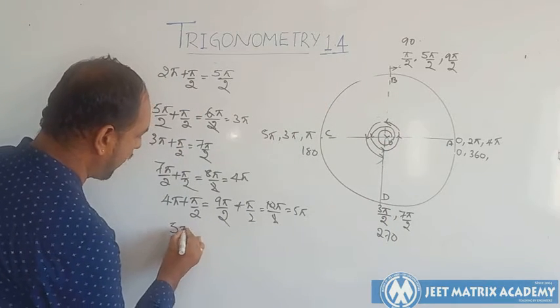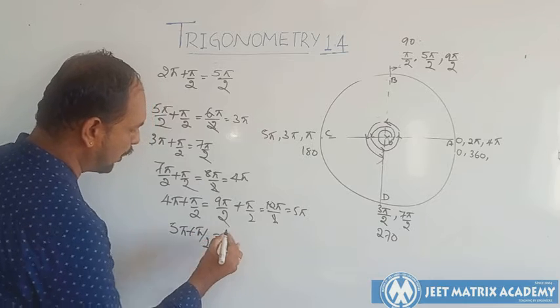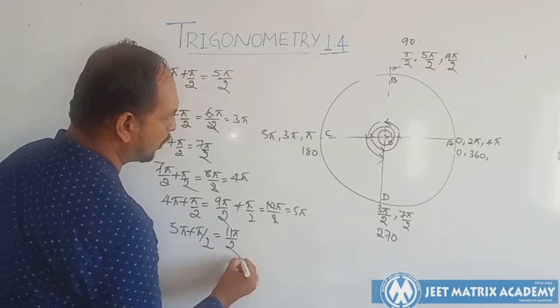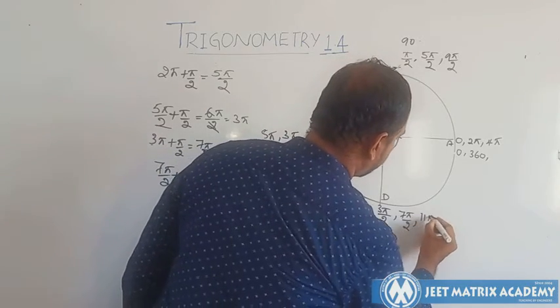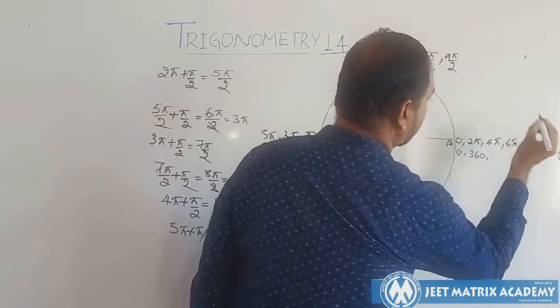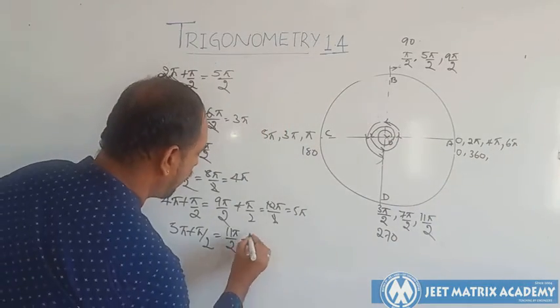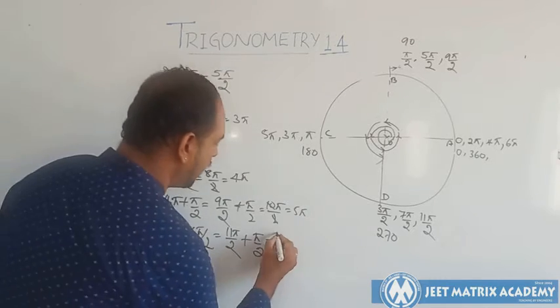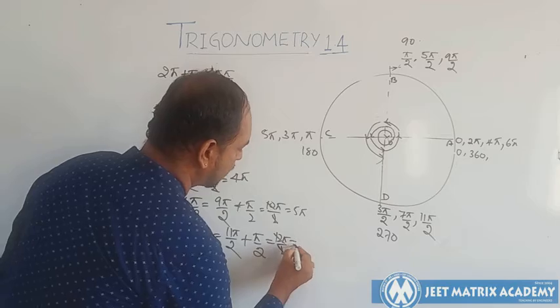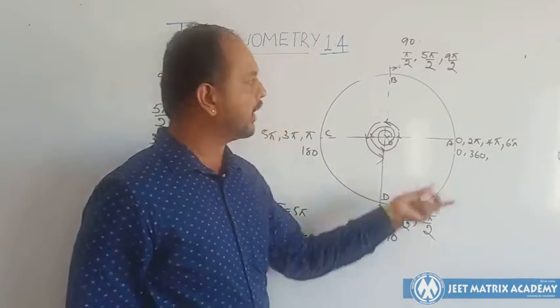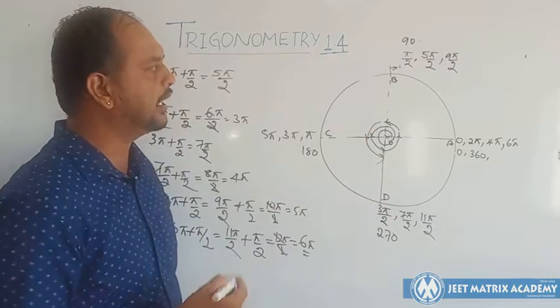So 5 pi plus pi by 2 means 11 pi by 2. So this is 11 pi by 2. So this will be 6 pi, I can directly write. How? Add pi by 2 to 11 pi by 2, so it will be 12 pi by 2, the 2 gets cancelled, it will be 6 pi. So I wrote 6 pi. Without calculation you can continue, I keep writing.